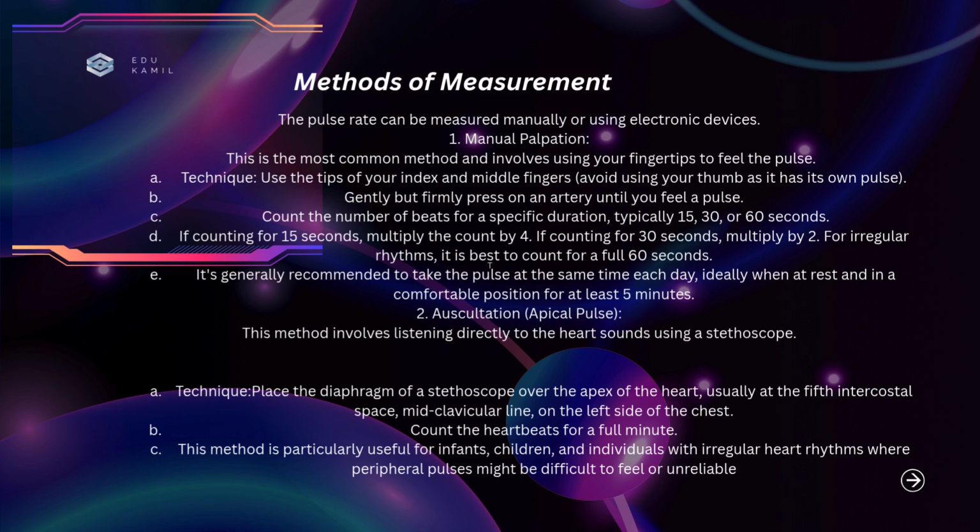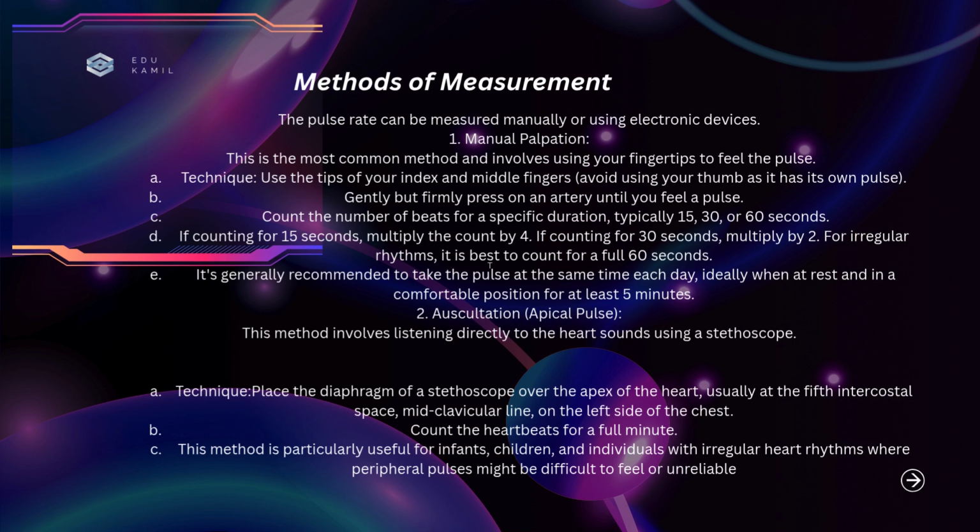A. Technique. Use the tips of your index and middle fingers. Avoid using your thumb as it has its own pulse. B. Gently but firmly press on an artery until you feel a pulse. C. Count the number of beats for a specific duration, typically 15, 30, or 60 seconds. D. If counting for 15 seconds, multiply the count by 4.